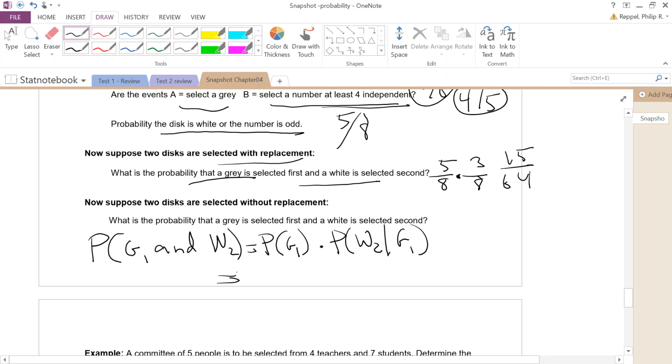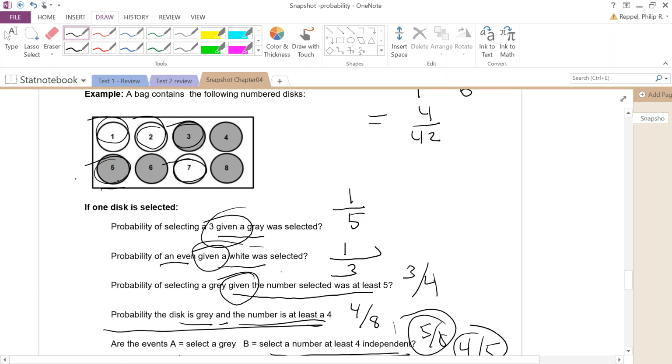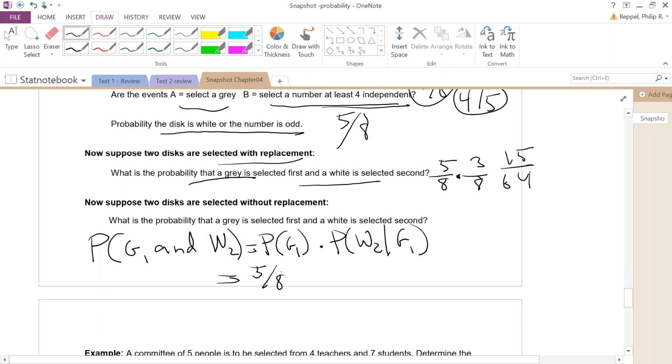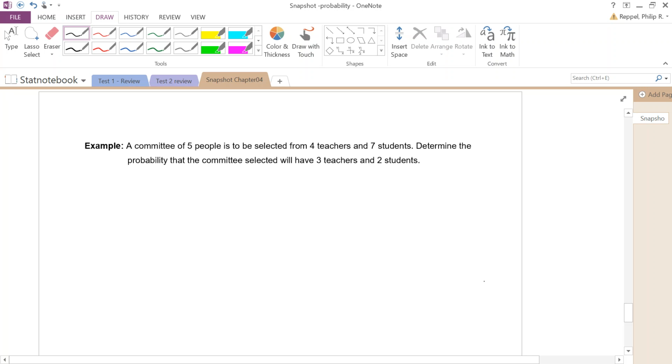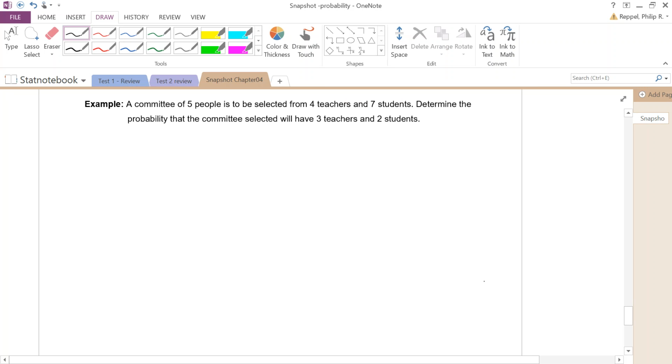Well, the probability of a gray first is 5 out of 8. There's 5 gray discs, 8, right? The probability of white second, given you had a gray first, well, you know one of the gray discs is missing. It doesn't matter which one, there's one missing. There are 3 white discs. There are 7 discs remaining. So 15 over 56. Now here's a problem that is very common on the final exam.